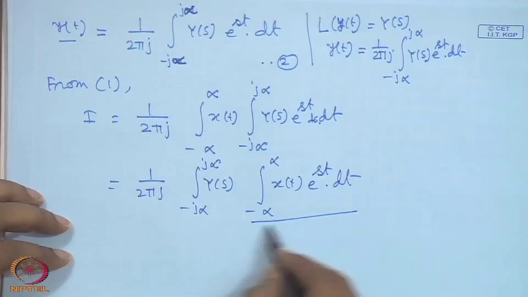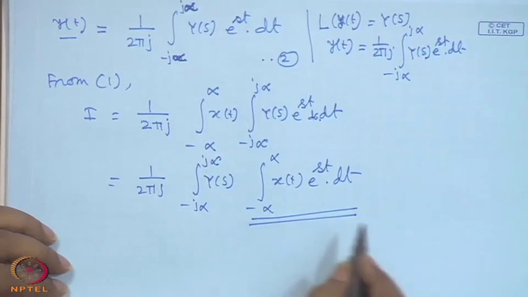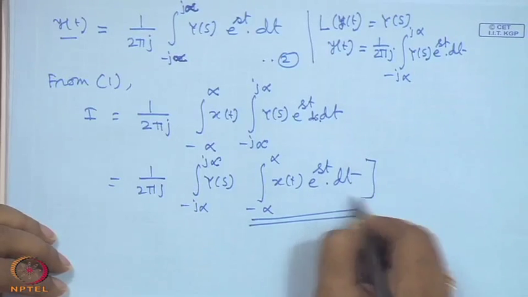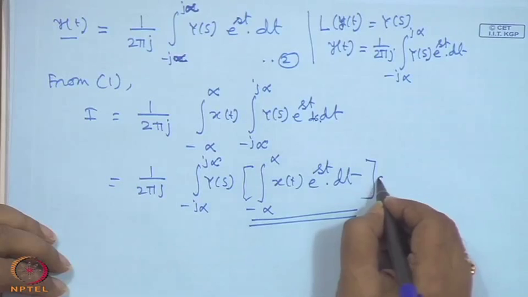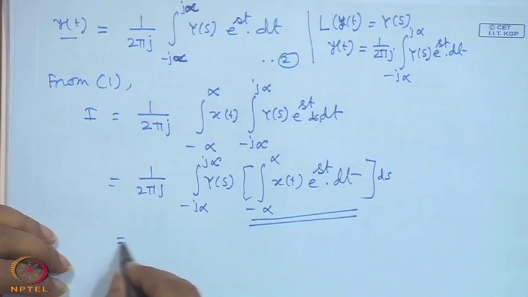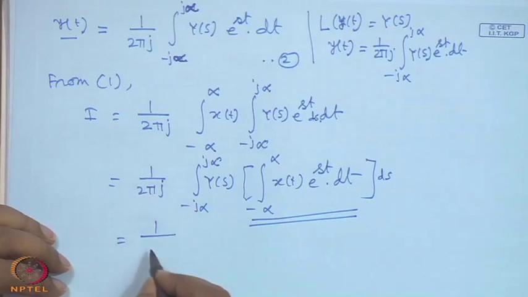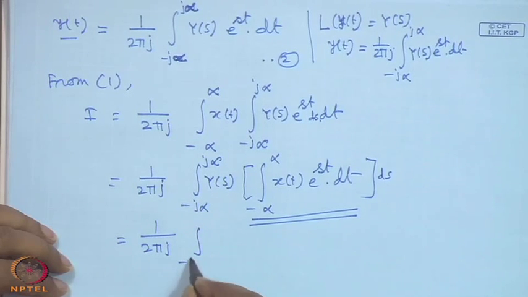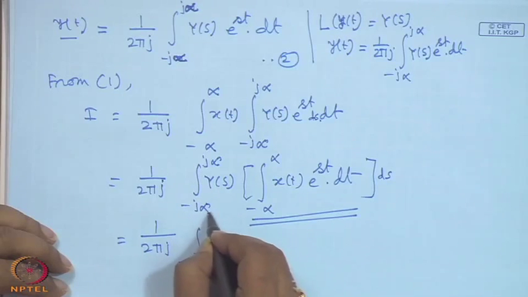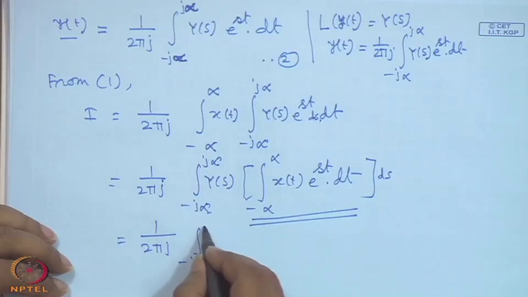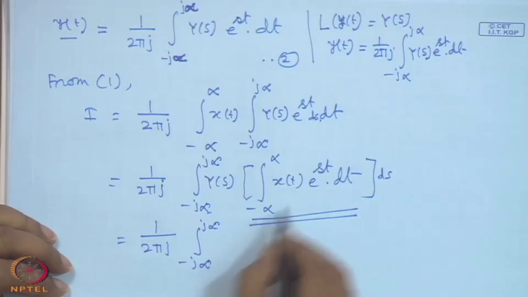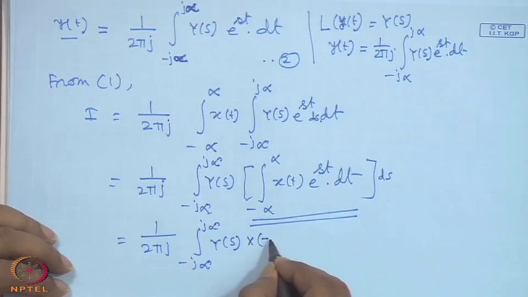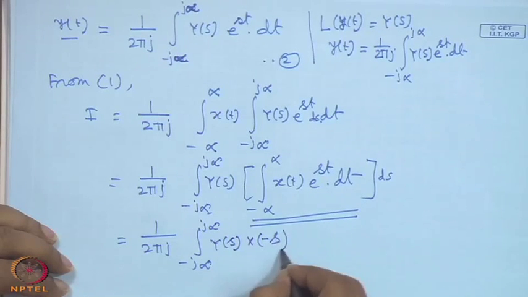By the definition of Laplace transform, this is equal to x of minus s, and we are left with ds. So, we can write I equal to 1 by 2 pi j times the integral from minus j infinity to plus j infinity of y of s into x of minus s ds. Let us call this equation 3.